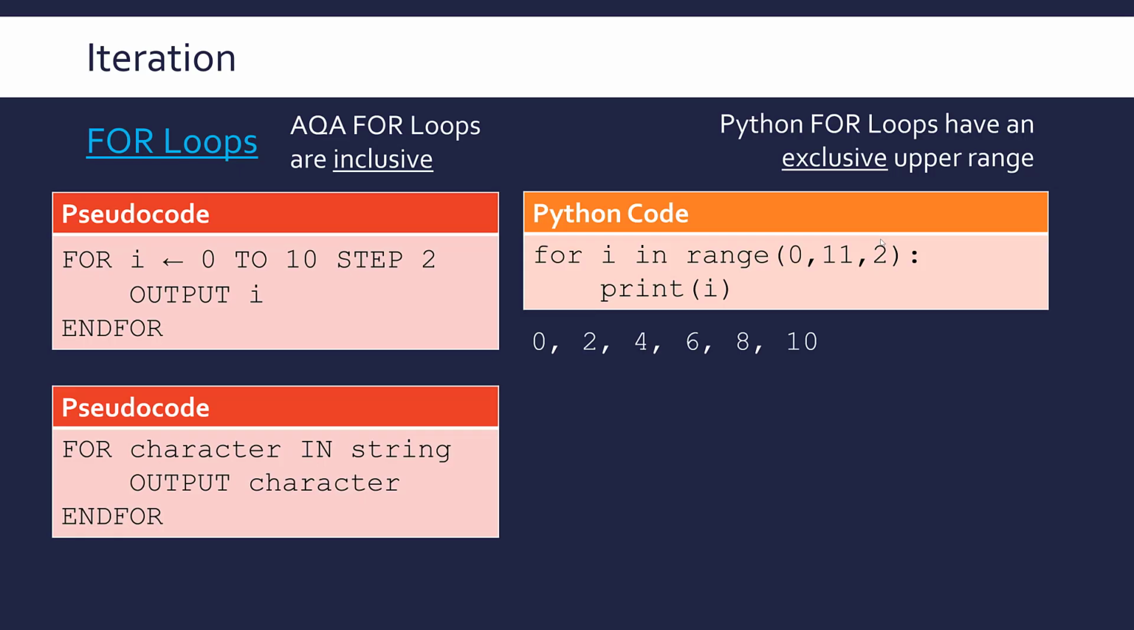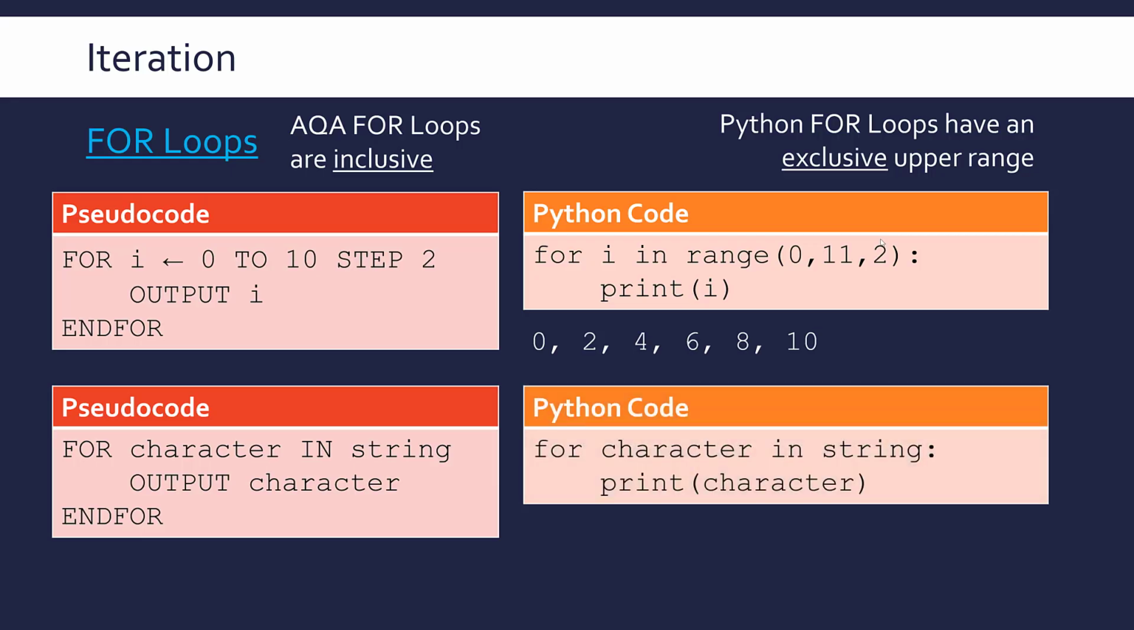Now there's also another type of for loop which occasionally people make mistakes with. Here we have a for loop where it goes through each character in a string, or each item in an array. So for example, for character in string will give you each character in that string, one by one as it goes through. Python code is basically identical, just lowercase, for character in string, print character.